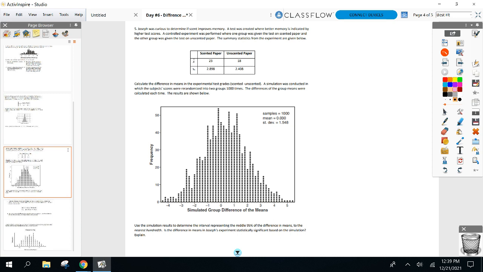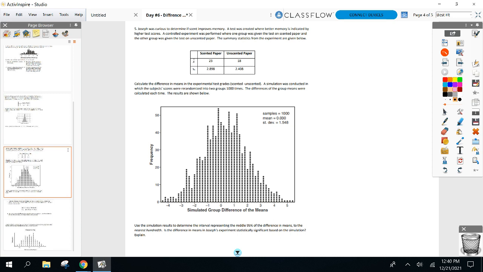With today's topic, here's what we're going to do: run a controlled experiment. This group over here is going to get scented paper, and this group over here is getting unscented paper. I want to see if the paper improves your memory or not. So you get the paper. We have a memory test. Each person gets the same exact test.